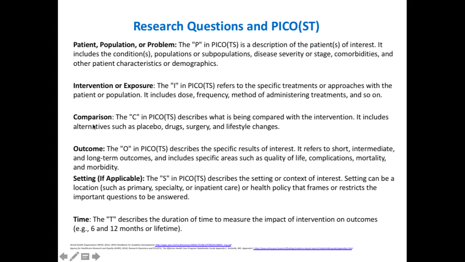And then C stands for comparison. That could be the current standard of care, or a placebo, different drugs, or surgery, and different lifestyle changes.